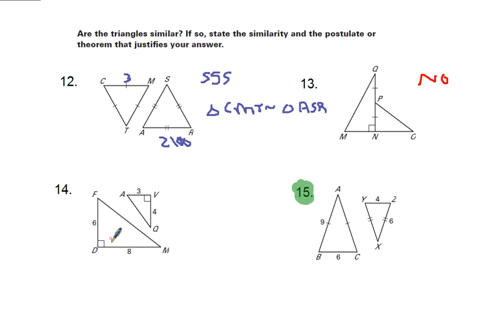And number 14, we want to look at side, angle, side. We have a congruent angle, and we have two sides outside of them. We still need to make sure that the proportions work out. So if you set up the shorter of the two sides, 6 over 3, it would have to equal the longer of the two sides, which is 8 over 4, which they both reduce down to 2 over 1. So yes, they are similar by side, angle, side.